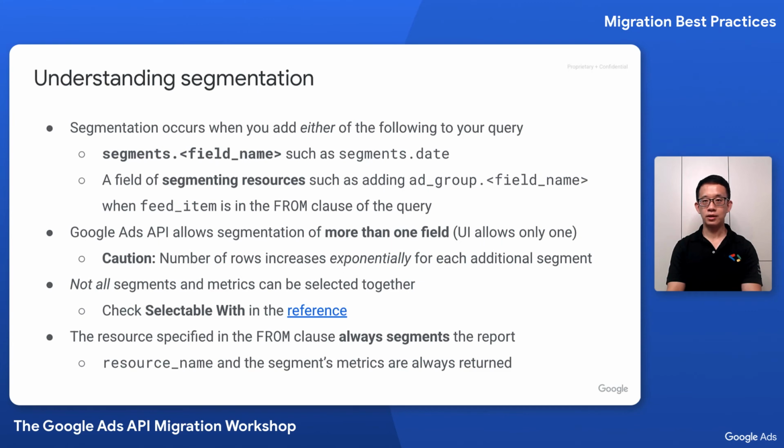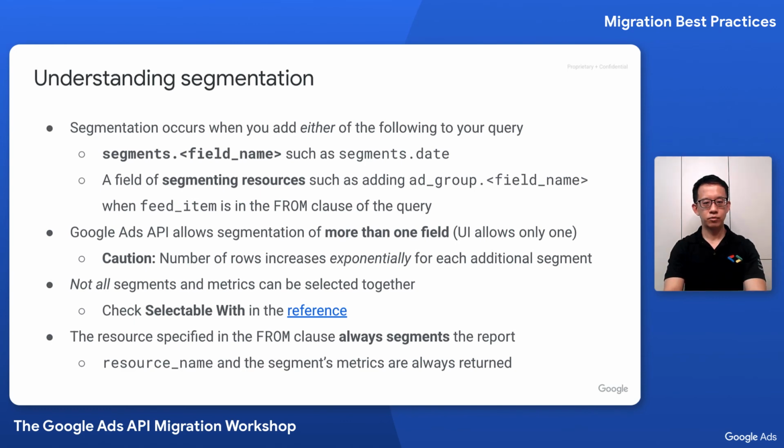However, the number of rows can increase exponentially for each additional segment, so please beware not to add too many segments to your query, in case you already have a lot of properties and a lot of rows that you want to fetch. Not all segments and metrics can be selected together, and you can check that information in the selectable with section of each entity in our references. Finally, the resource specified in the from clause always segments the report, and that's why even if you do not specify the resource name explicitly in your query, it will still be returned and also segments your report.